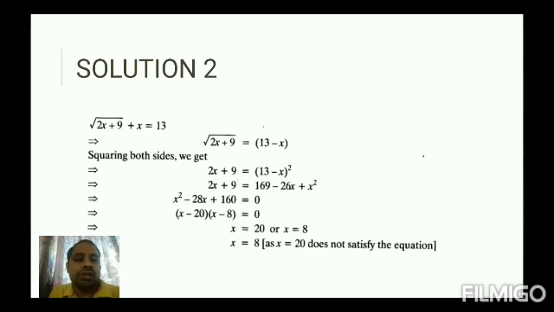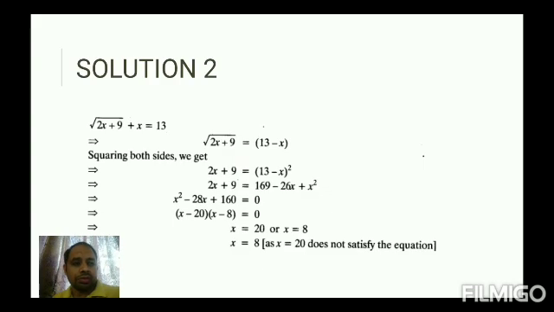If you simplify this one, you will get a quadratic equation, x square minus 28x plus 160 equals 0. If you factorize this by splitting the middle term, you will get x equals 20 and x equals 8. As x equals 20 does not satisfy the equation, meaning if you substitute x equals 20 in the given equation, the left hand side will not equal the right hand side. Therefore, it is not possible. Therefore, x equals 8 is the correct answer. Hope this is clear to everyone.